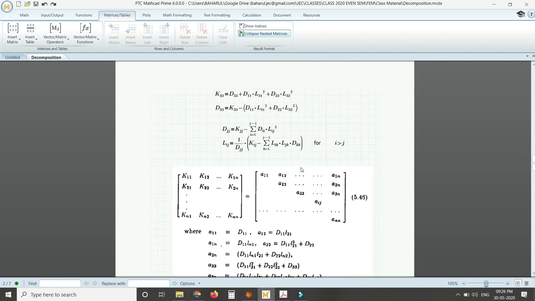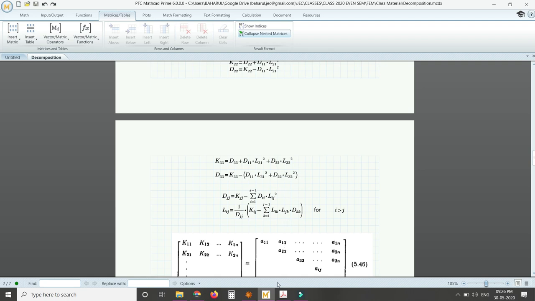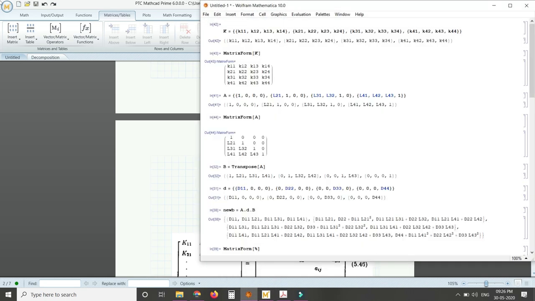So let us see here. This is a software called Wolfram Mathematica. It's a very strong software. So suppose we consider a 4 by 4 matrix. I have defined K as K11, K12, K13, K14. So this is the matrix form. In the matrix form, suppose this is the K matrix.